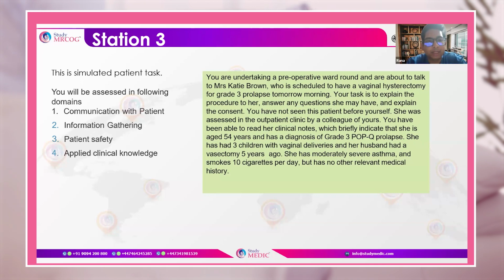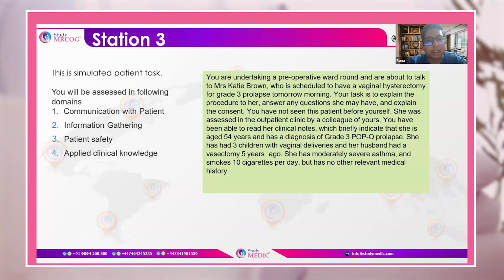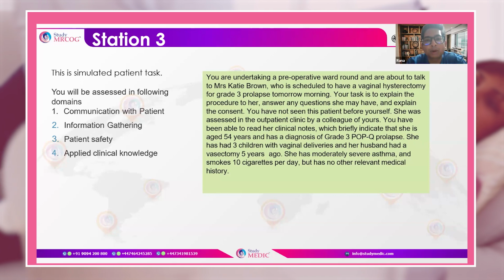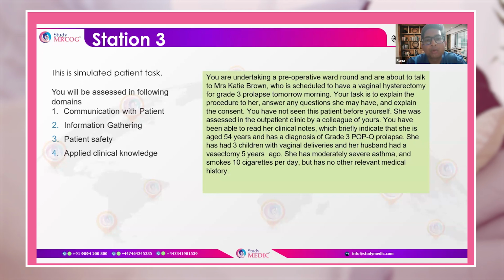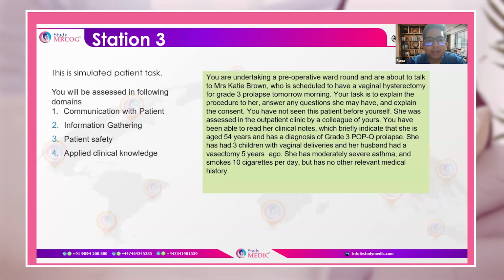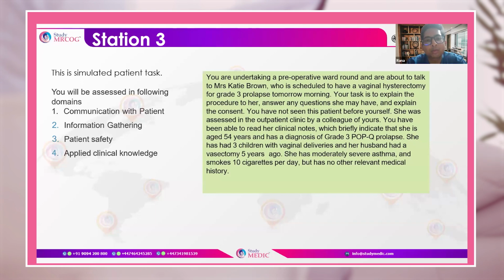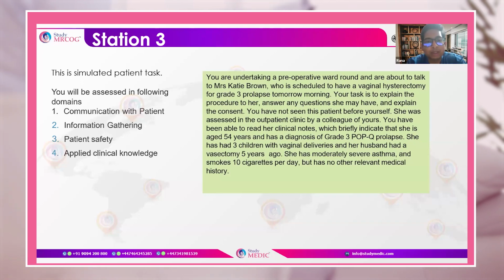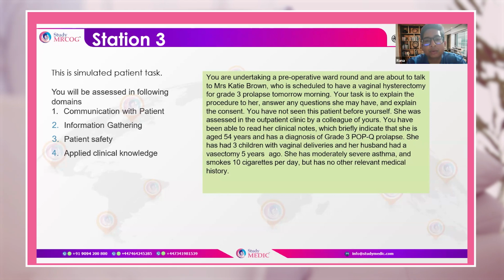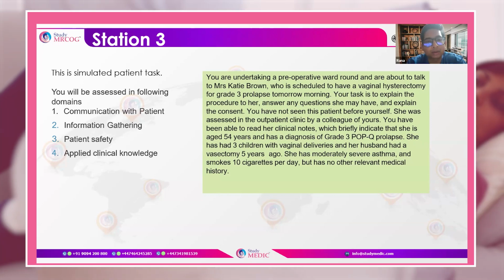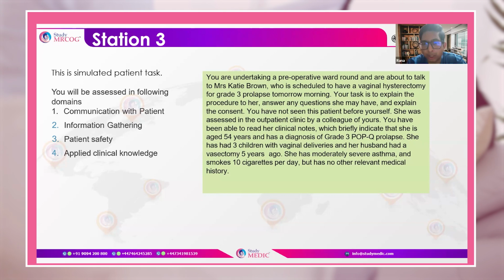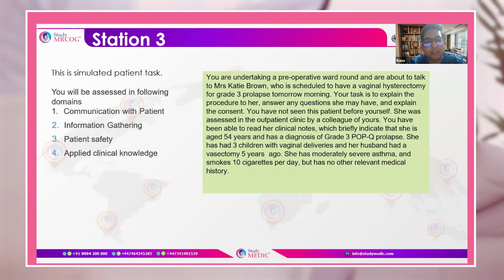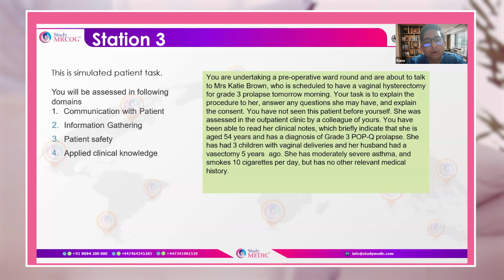Here you can read on your own. You are undertaking a pre-operative ward round and you are about to talk with Katie Brown, who is scheduled to have a vaginal hysterectomy for grade 3 prolapse tomorrow morning. Your task is to explain the procedure to her, answer any questions she may have, and explain the consent. You have not seen the patient before yourself. Please keep in mind each word is very important here. She was assessed in the outpatient department by your colleagues.